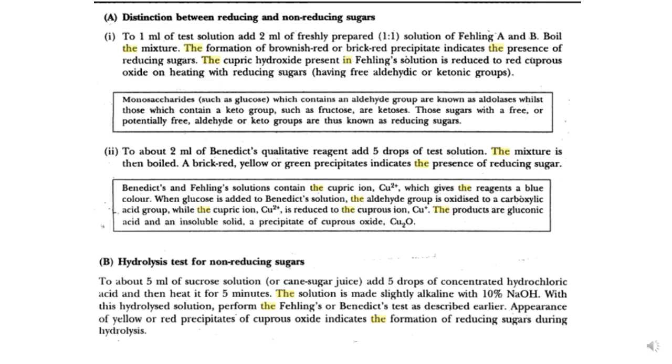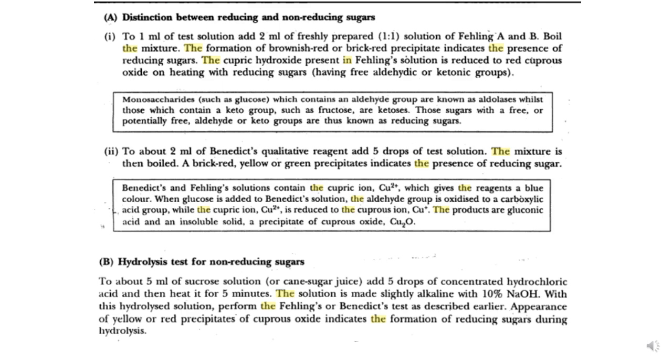Now, the second test which we are discussing is the test for reducing and non-reducing sugars. Reducing sugars are monosaccharides which contain an aldehyde group, and they are known as aldoses, while those which contain a keto group, like fructose, are ketoses. So these sugars with a free or potentially free aldehyde or keto group are thus known as reducing sugars.